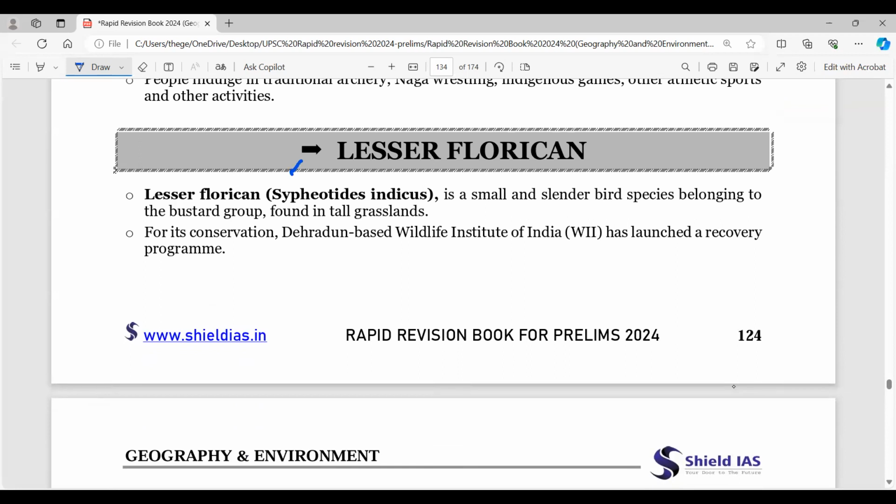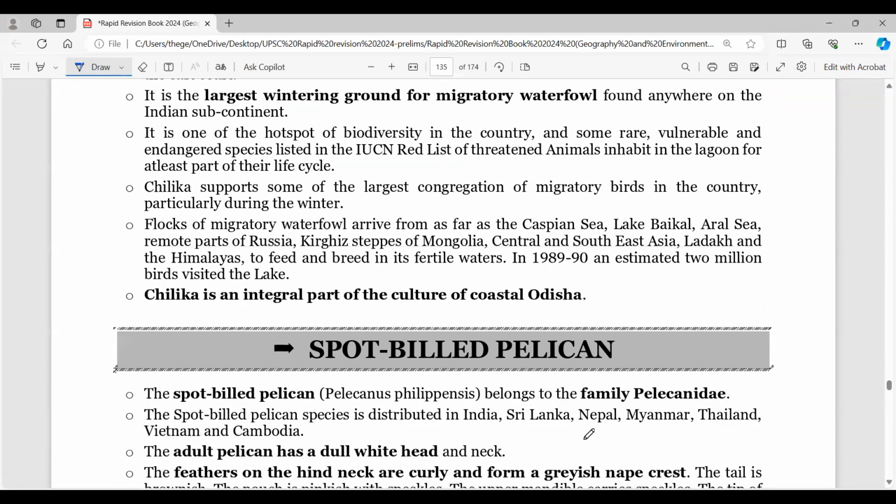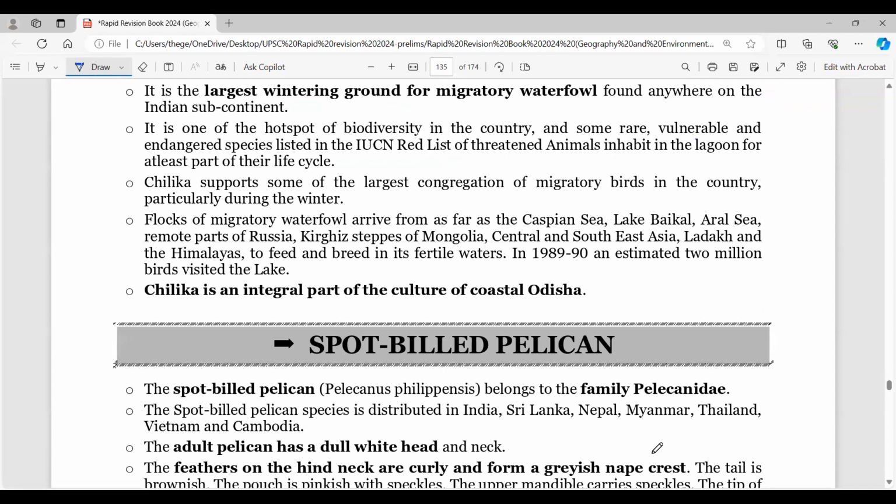And if you observe for this, a lot of work is done at Dehradun, Wildlife Institute of India launches a recovery program, and it is critically endangered. Chilika Lake, I'm sure you have heard it so many times, so take a look into the lagoon lake and the areas around it. It's very important.